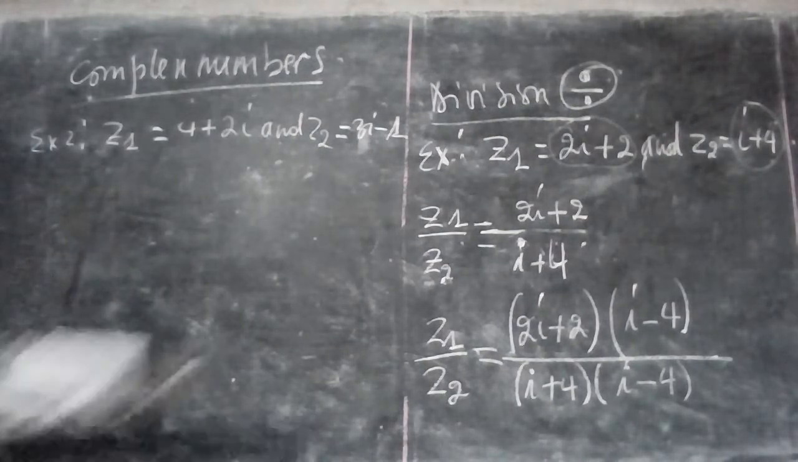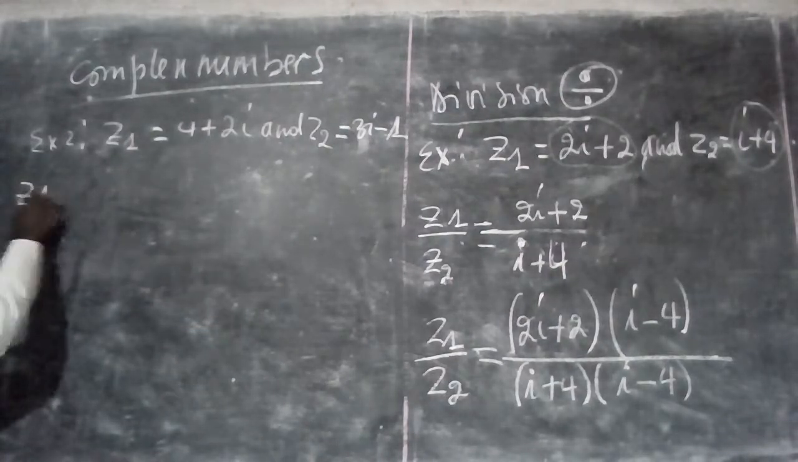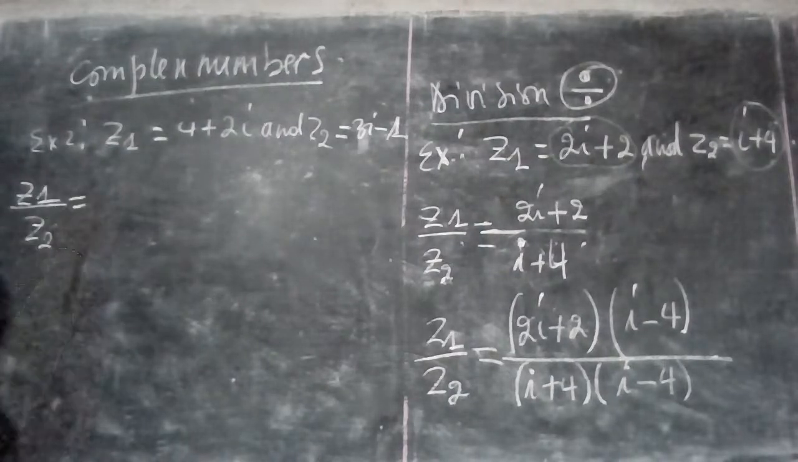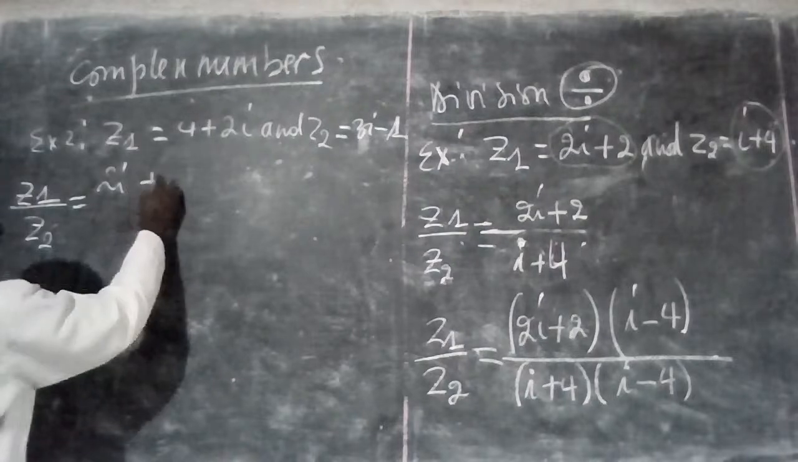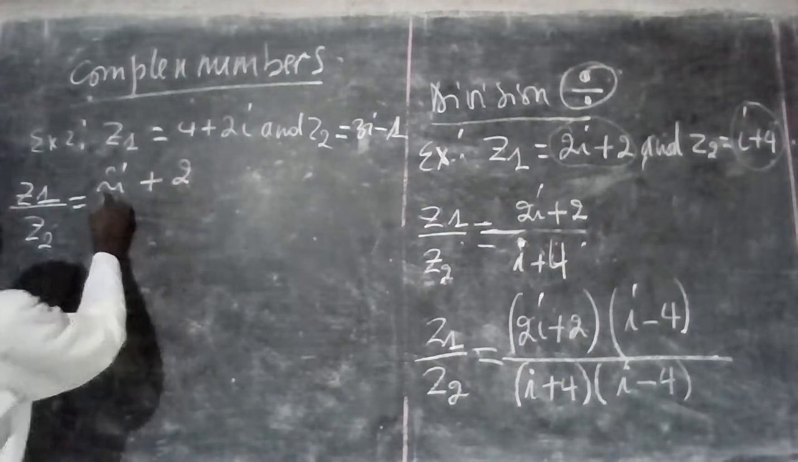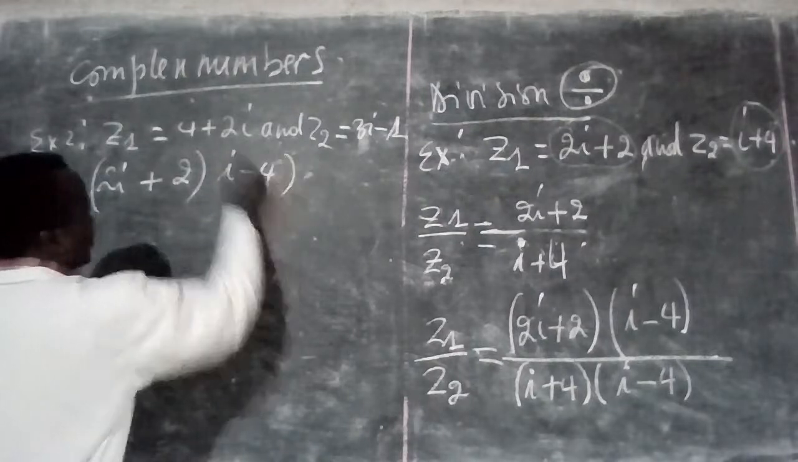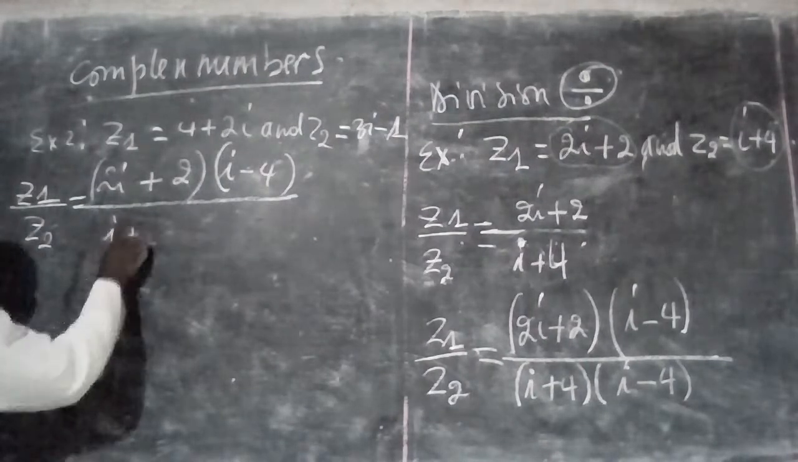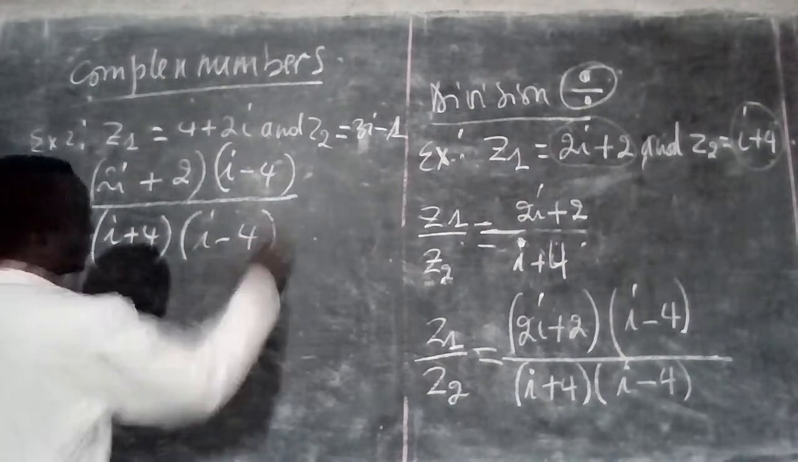Now we are going to take that one. It is Z1 over Z2, which is 2i plus 2 times i minus 4 over i plus 4 times i minus 4.